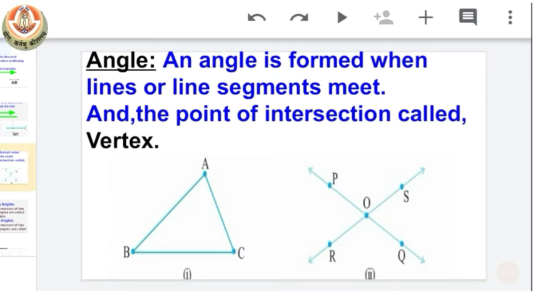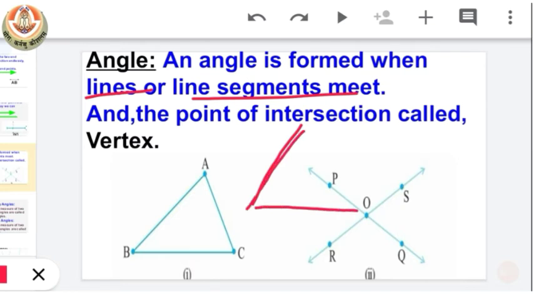Now our next topic is angle. So let's first define what an angle is. An angle is formed when lines or line segments meet. Now what does that mean? Suppose we have two line segments and we meet them in such a way that we have an angle in between them.